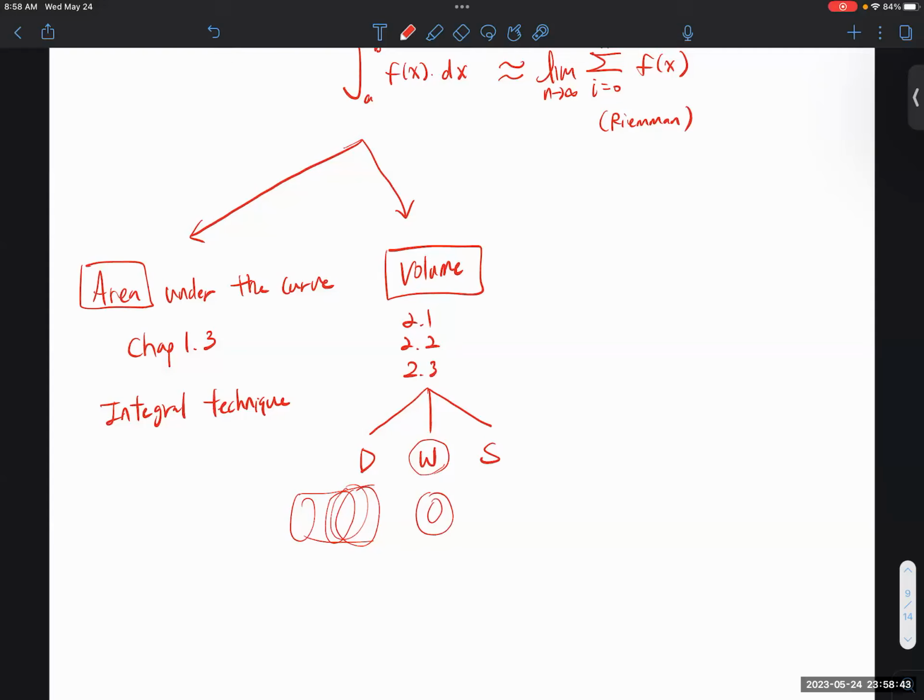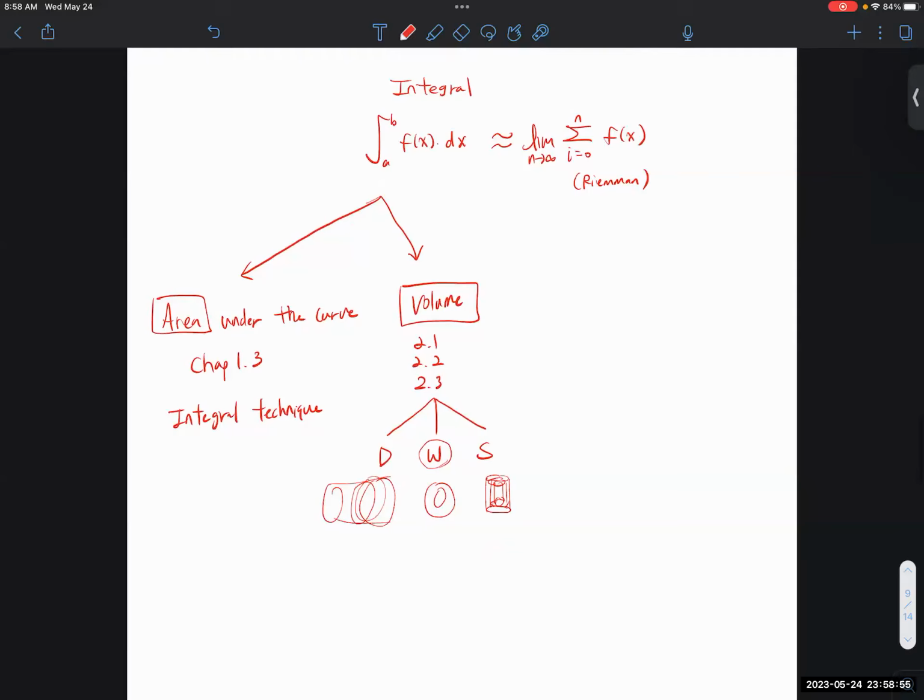With the shell method, you can find the cylinder, and then keep adding all the shells, and then you can find the volume of the entire shape. So that was volume. We've been utilizing the integral. Here in 2.4, we were able to find the arc length as well by using the integral.